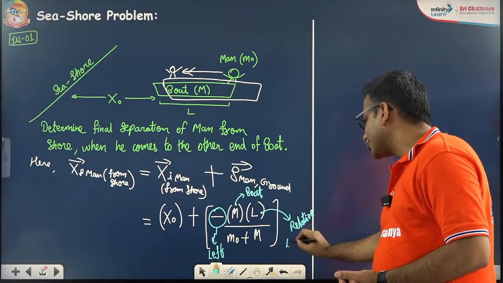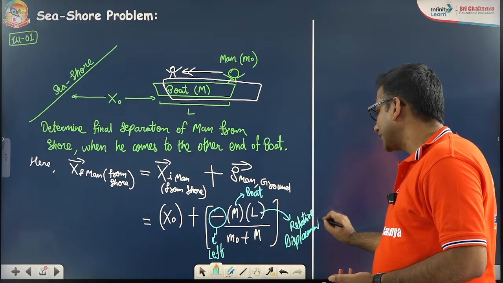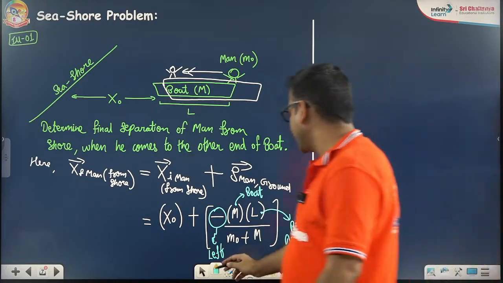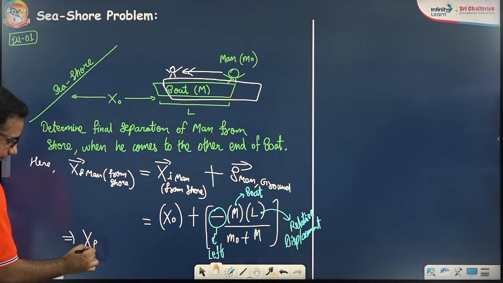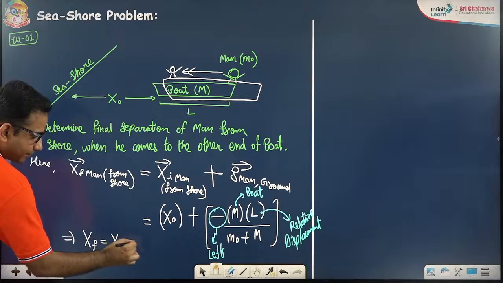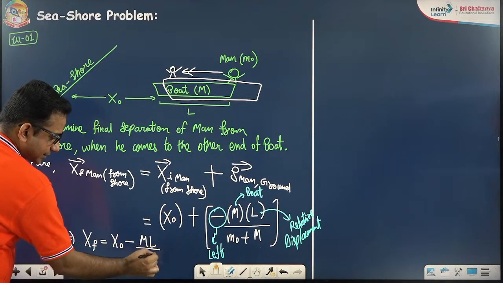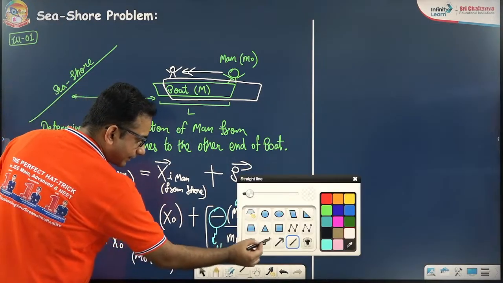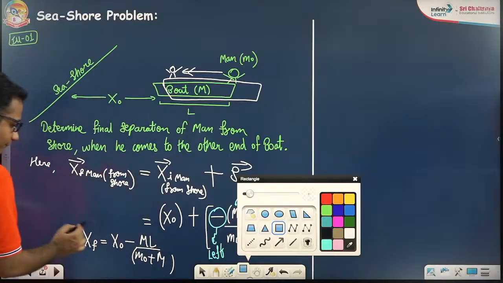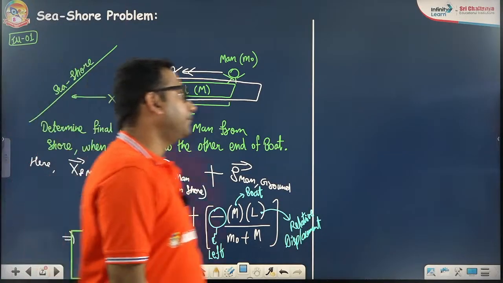The pattern which you have talked about in terms of velocity, the same pattern you can directly apply for displacement, and hence the final answer is: x final will be equal to x naught minus capital M L by M naught plus capital M. This is going to be your final answer. I hope it is clear.